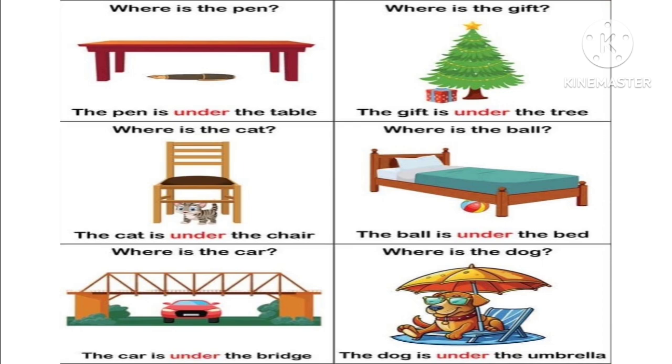Here is another set of examples. Where is a pen? The pen is under the table. Where is a gift? The gift is under the tree. Where is a cat? The cat is under the chair. Where is a ball? The ball is under the bed. Where is a car? The car is under the bridge. Where is a dog? The dog is under the umbrella. These are the prepositions of under.